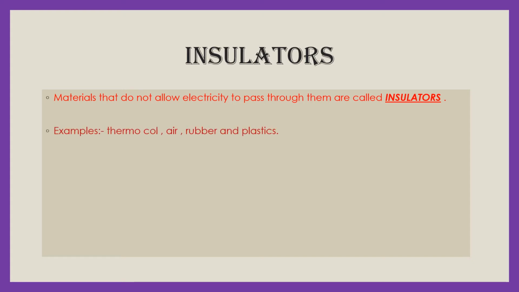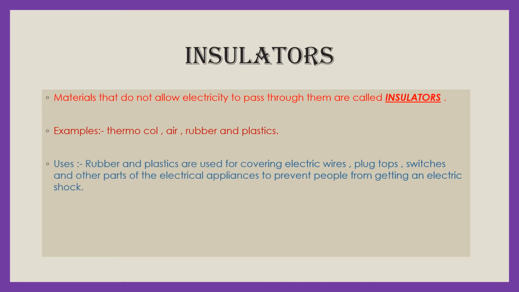Next is insulators. Materials that do not allow electricity to pass through them are called insulators. Example, thermocol, air, rubber and plastics. Uses. Rubber and plastics are used for covering electric wires, plug tops, switches and other parts of the electrical appliances to prevent people from getting an electric shock.